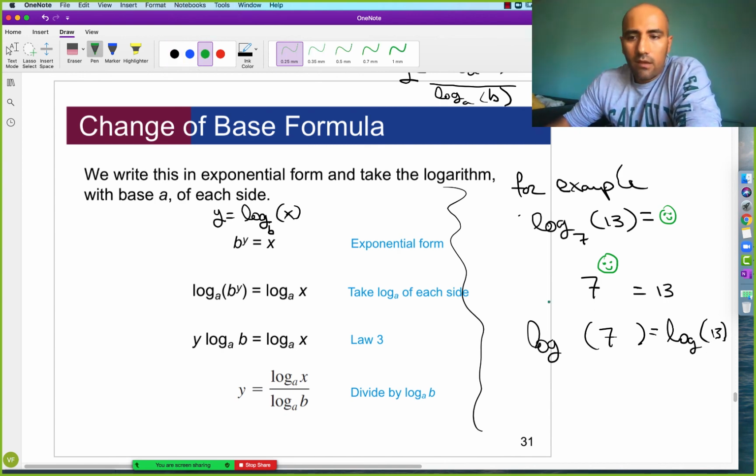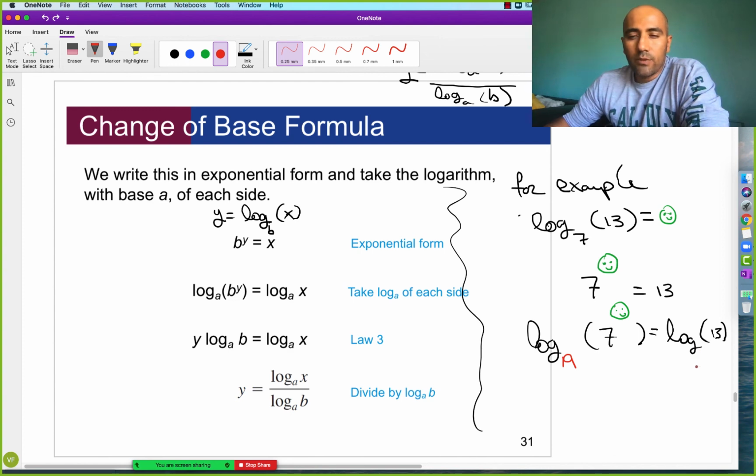And here we have log happy face. Okay, so we can apply log base anything, log base 2 to both sides. That's fine. We can also apply log base 19 to both sides. Nothing special there. We could do that.